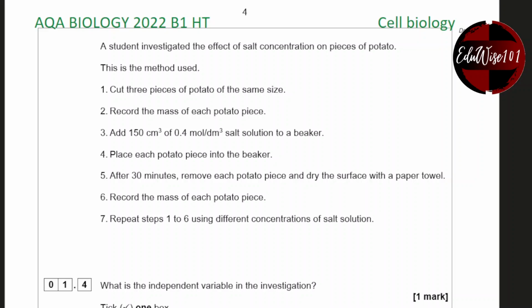A student investigated the effect of salt concentration on pieces of potato. So this is actually referring to one of your required practicals on osmosis. So this is the method used. Cut 3 pieces of potato of the same size. Record the mass of each potato piece. Add 150 cm cubed of 0.4 mol per dm cubed salt solution to a beaker. Place each potato piece into the beaker. After 30 minutes, remove each potato piece and dry the surface with a paper towel. Record the mass of each potato piece. Repeat steps 1 to 6 using different concentrations of salt solution.